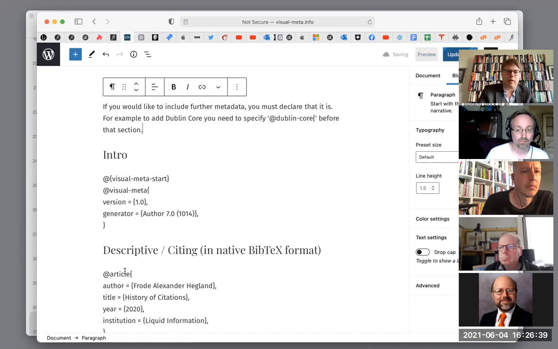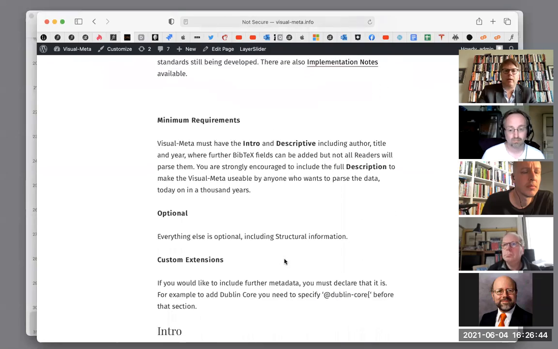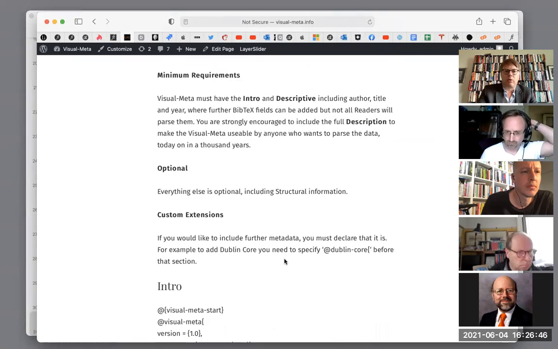Okay, because I think now this has a little bit more of the skeleton, so you guys can really choose what to go to town on. So maybe today we focus on these sections here. Minimum requirements, optional, and custom extensions, right? Okay, on AC now.